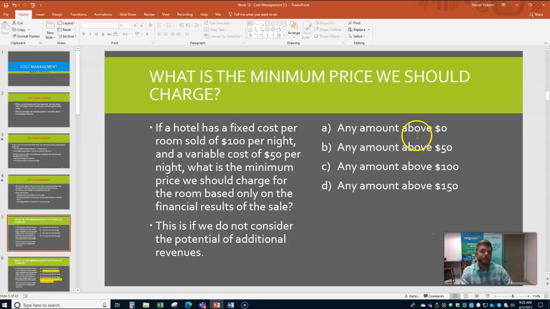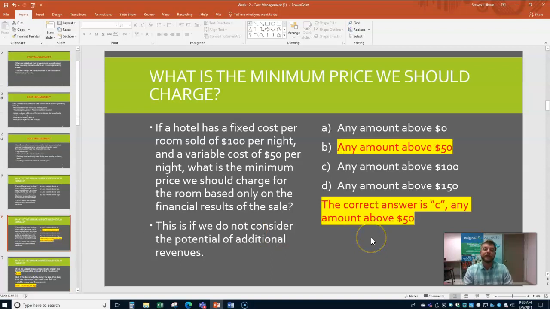Now, these are your four different options. Would you charge anything above 0, 50, 100, or 150? Now, if you were to answer this question, most people would say right off the hop, well, I would charge 150, because anything above 150 means I cover my fixed cost and I cover my variable cost, and therefore I will be making some money. Now, the real answer is you can charge anything, you can take anything above $50.